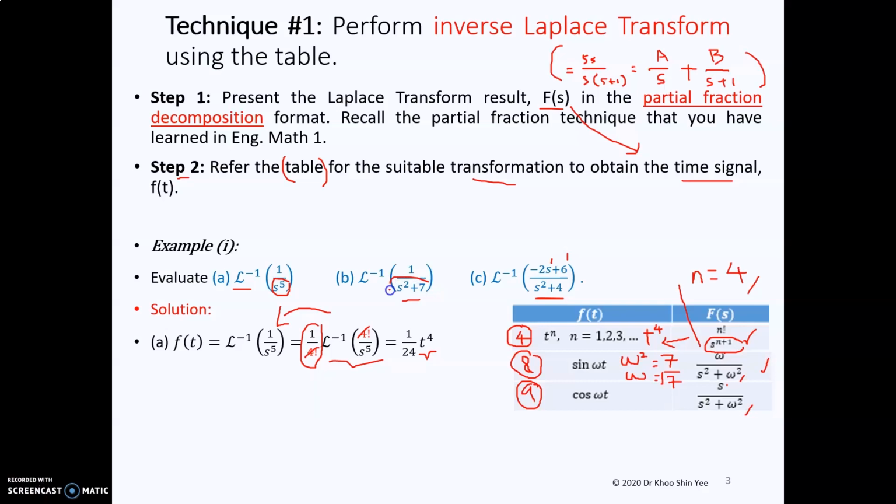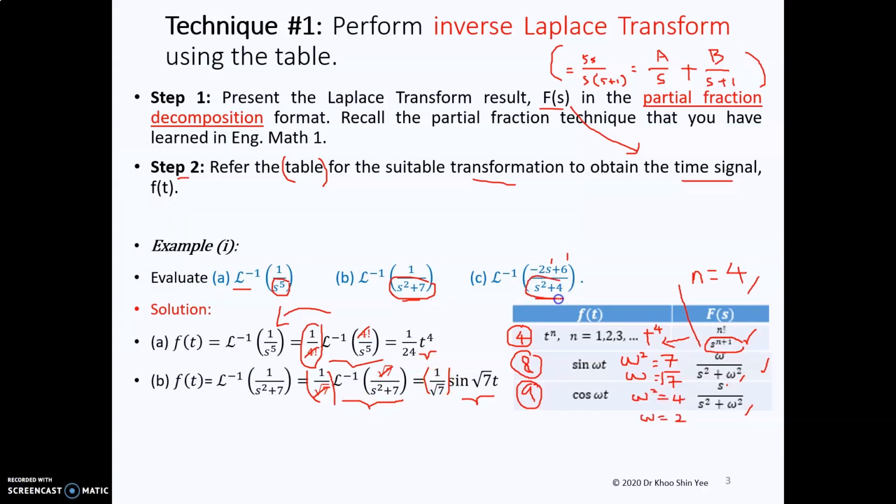In example B, you have s squared plus 7. When you compare, omega squared will be equal to 7 and omega is square root 7. Then you get the inverse Laplace transform, and when you convert, you get sine of square root 7 t. So don't forget to multiply with this constant, because when you cancel, you get back the original equation. So your answer should be multiplied with 1 over square root 7.